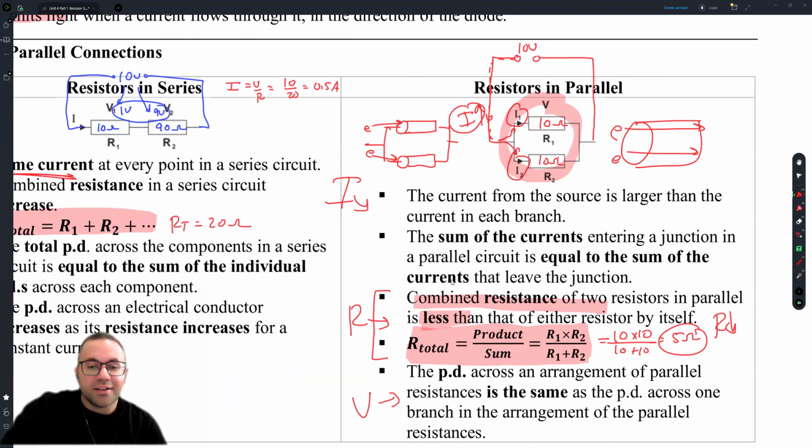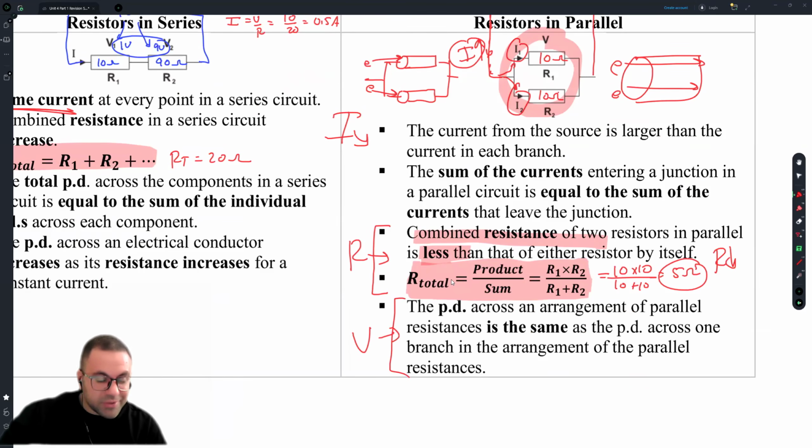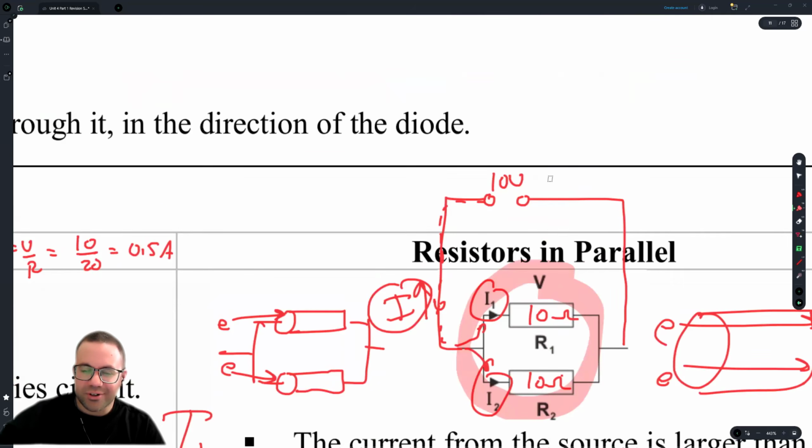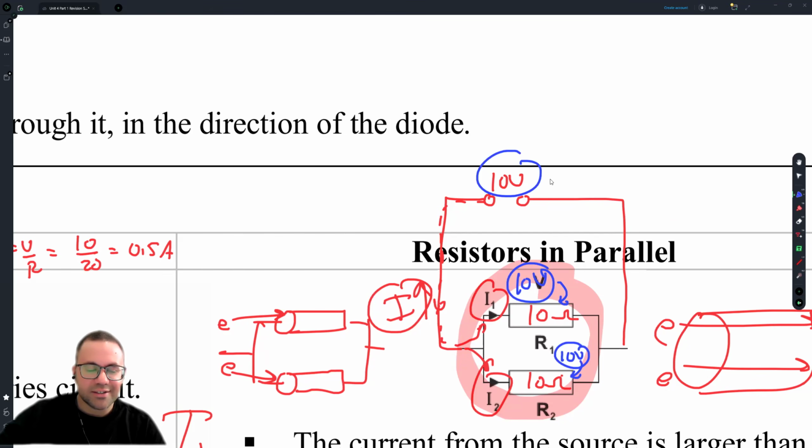Finally, voltage is arguably very important. Why? Because in series, if you remember, the voltage gets split. In parallel, it doesn't. In parallel, all the components get the same voltage. This means that this 10-volt supply can deliver 10 volts completely to the first resistor and 10 volts completely to the second. Everything in parallel gets the same voltage.